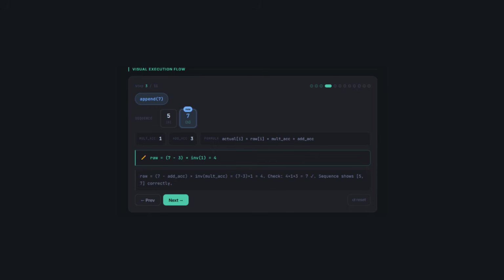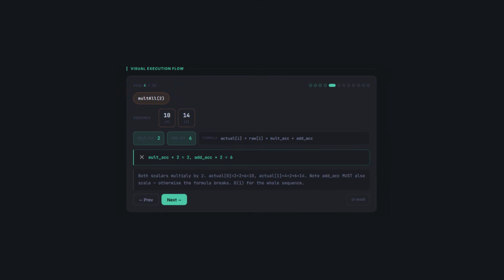Next operation. Append with value 7. We reverse the formula again. 7 minus 3 multiplied by the inverse of 1 gives a raw value of 4. So the stored array becomes 2 and 4. But the visible values are 2 plus 3 equals 5, 4 plus 3 equals 7. So the sequence appears as 5 and 7.